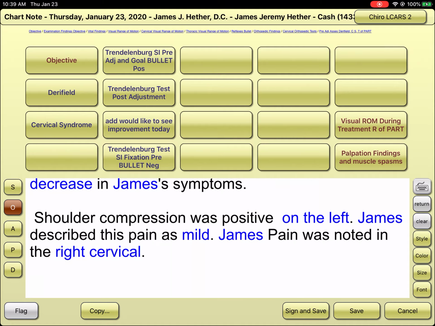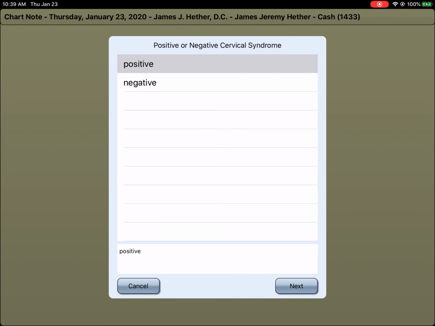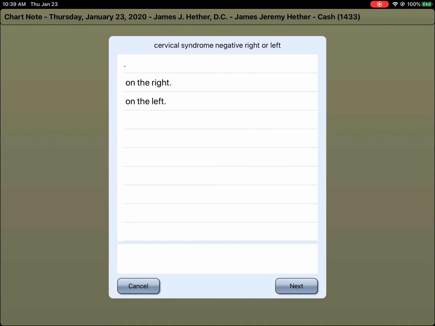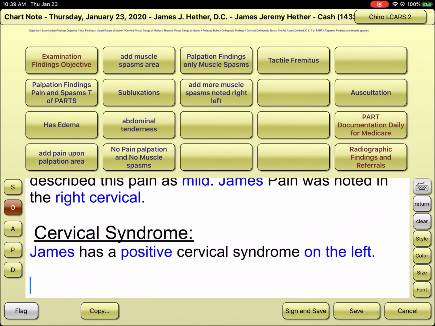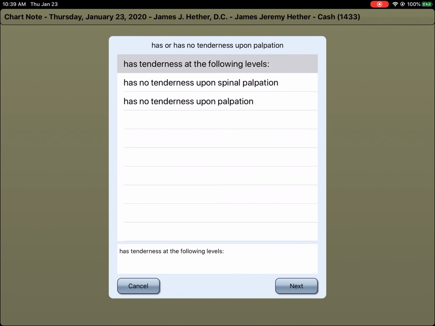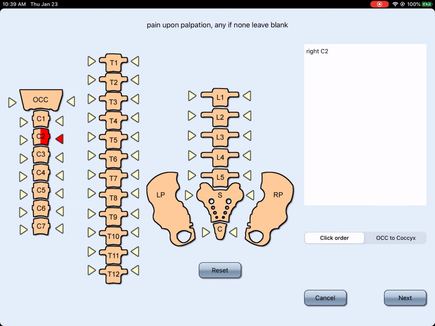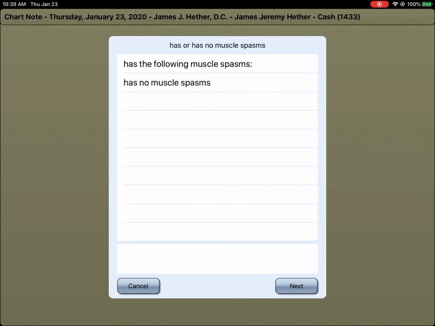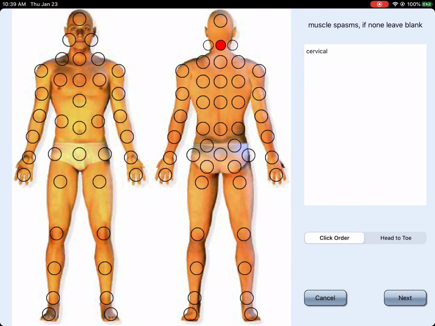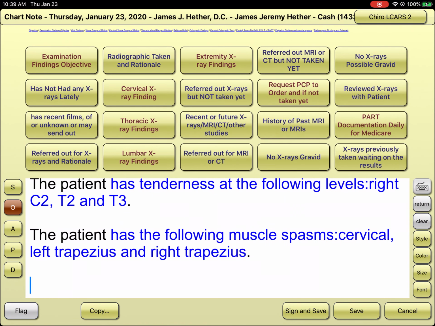But from now on, being that's just cervical, I'm going to go right into that the patient has a positive cervical syndrome on the left. Regarding palpation findings, they were tender at C2 on the right and T2 and T3 in the middle. And from there, we can note muscle spasms noted in the cervical spine and also in the trapezius on the right and left. From there, we can ask the patient, have you had any recent x-rays?